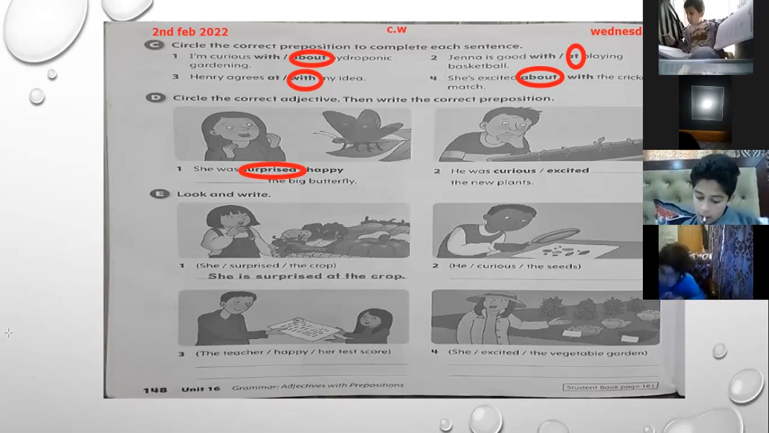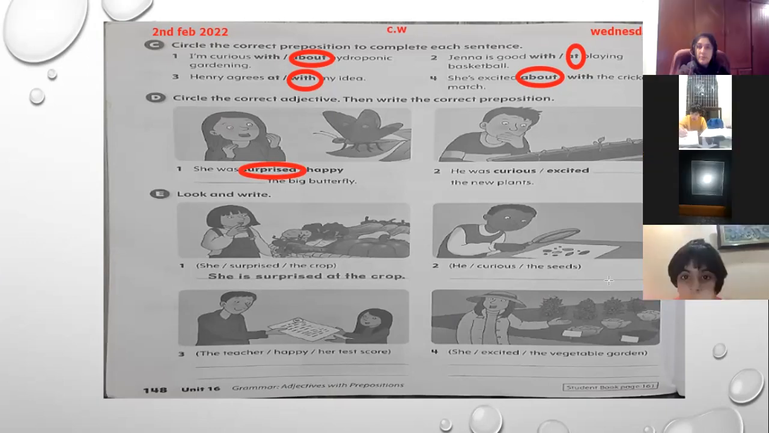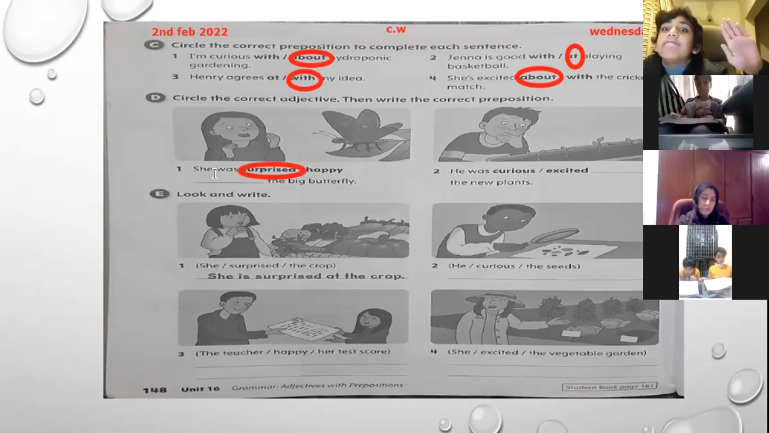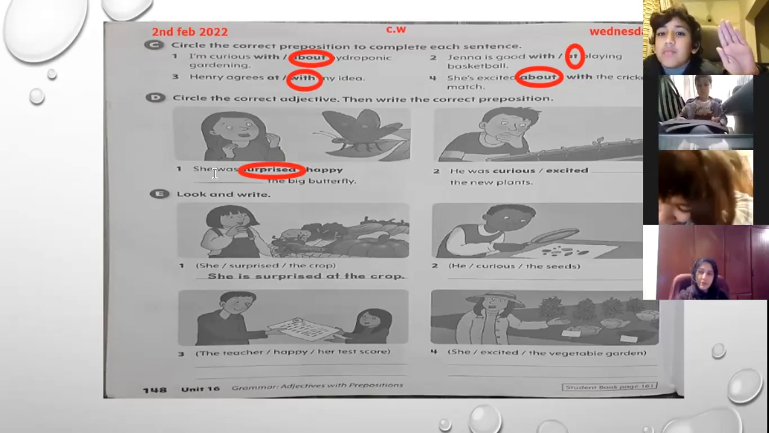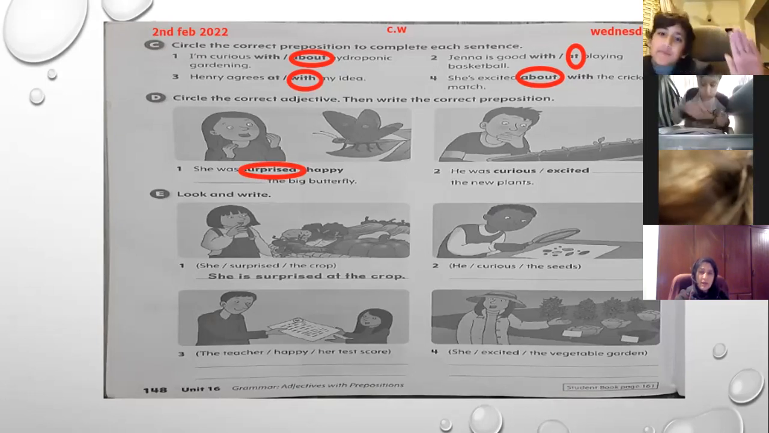When you are pointing out something, that means she was surprised. Kindly mute yourself. Who is unmuted? Okay, so Umar Shaheen will tell me, she was surprised, dash the big butterfly. She was surprised about the big butterfly. As you see that she is looking at the big butterfly. So I think it would be at. Am I right? About, because she's looking at the big butterfly. So I think it will be at.